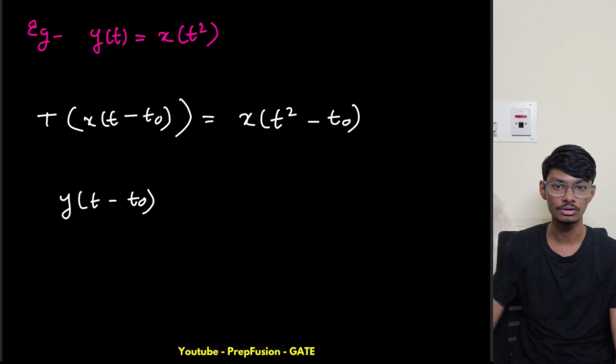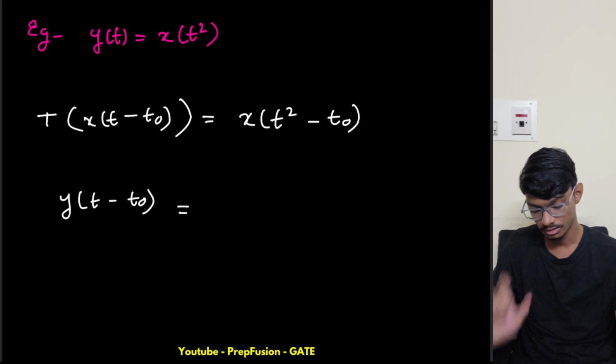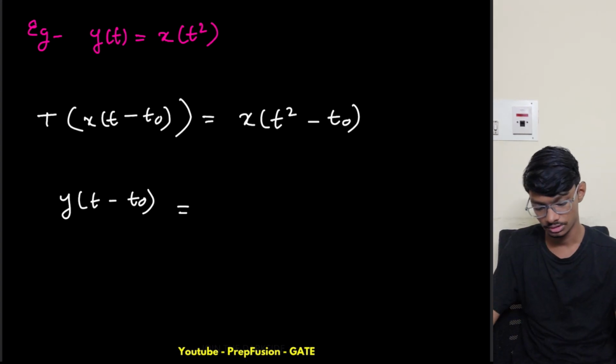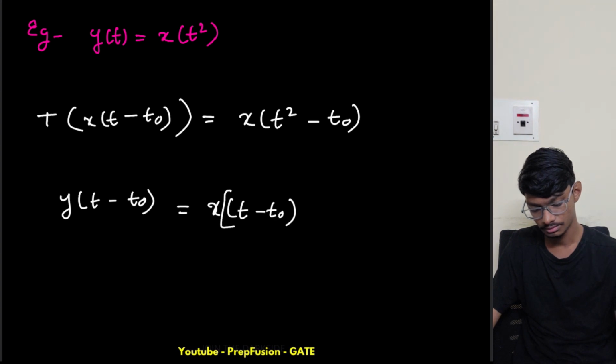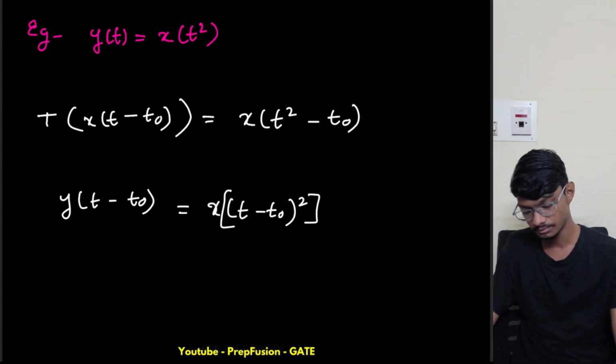If it does not follow, then the system will be time variant. So we're just replacing t by t minus t naught. So this is x of t minus t naught whole square. This will be something different. So these are not equal.